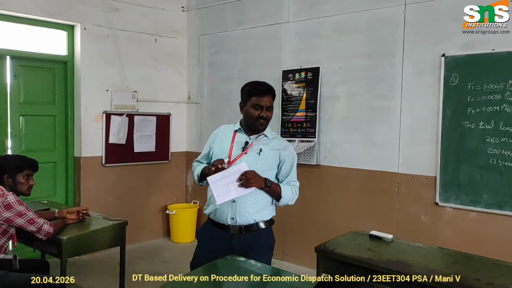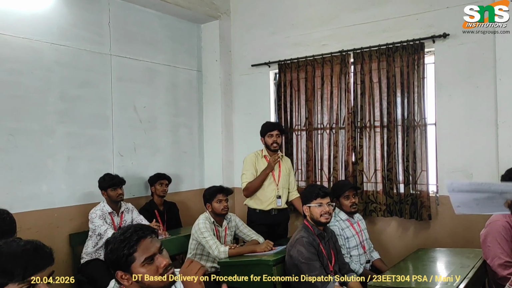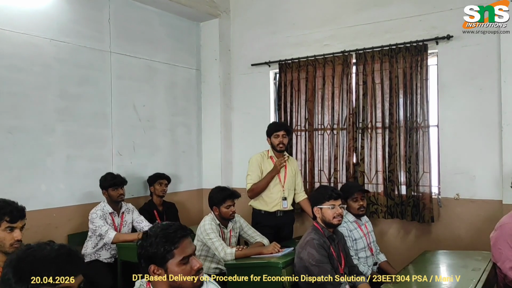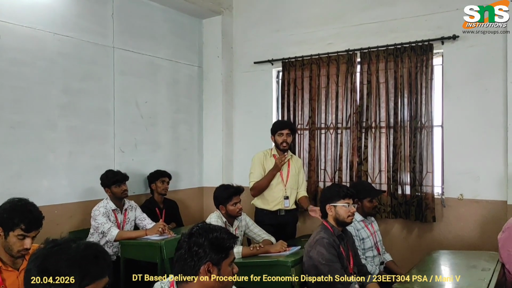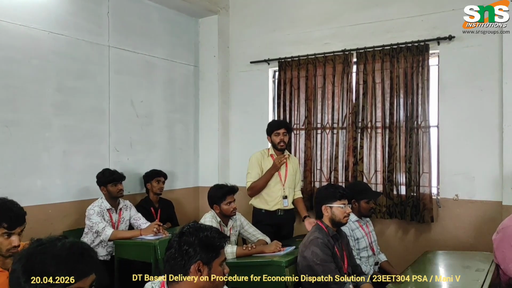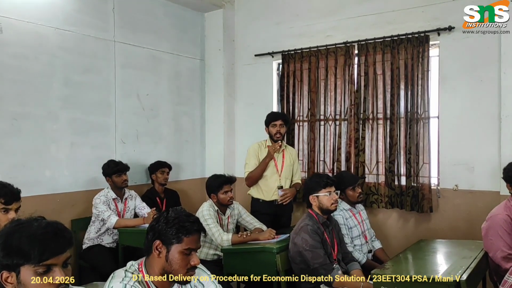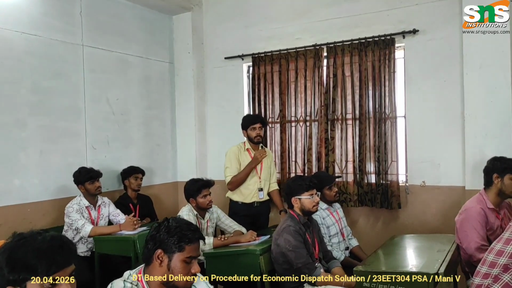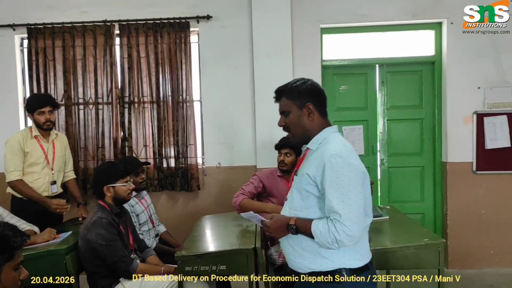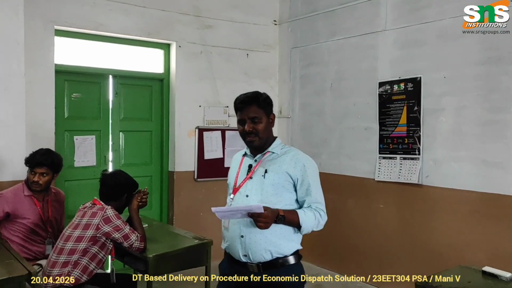So what is step number 4? Step number 4: if PGi violates the operating limit, you have to fix the generation at the respective limit. If the PGi value is less than the PGi minimum value, we have to fix the PGi minimum value as the value of PGi. If it is not satisfied in the previous step, then we go to the next step.